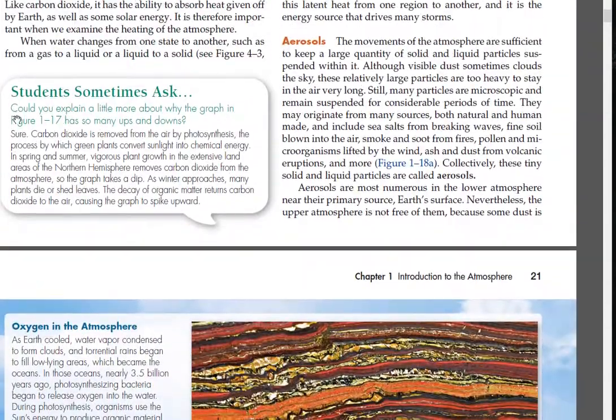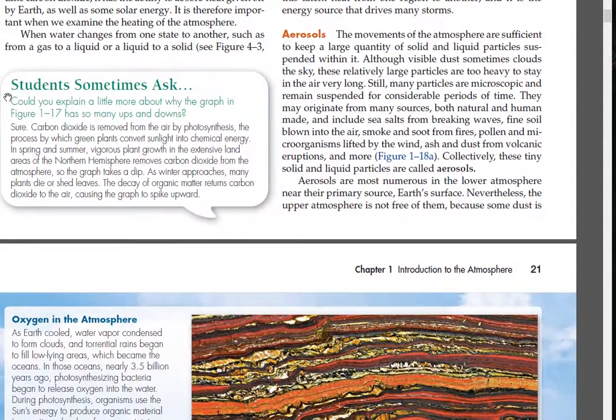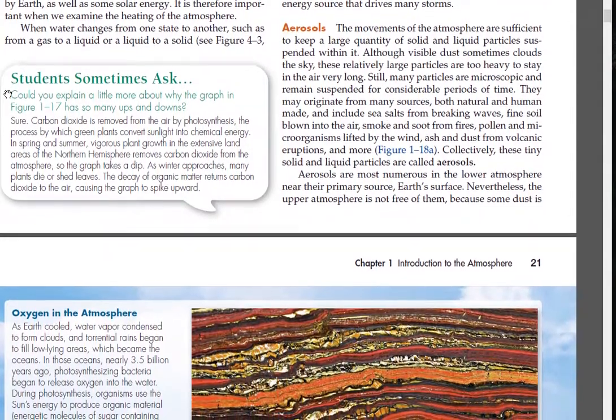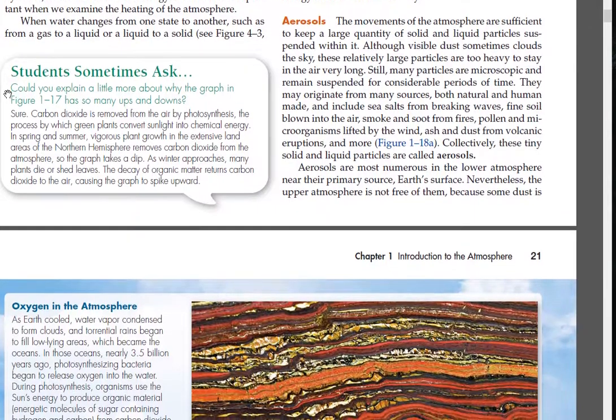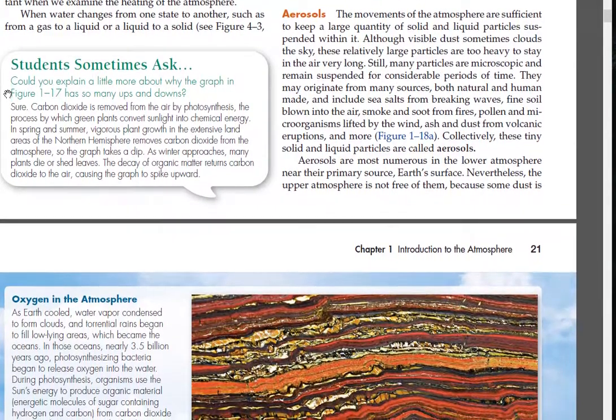Students sometimes ask, could you explain a little more about why the graph in Figure 1.17 has so many ups and downs? Sure.